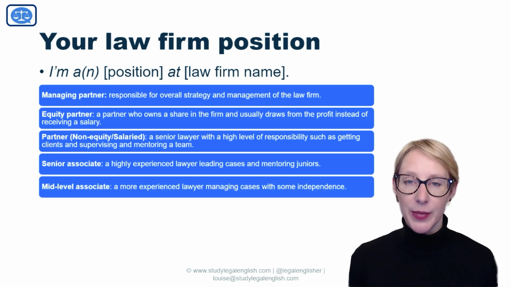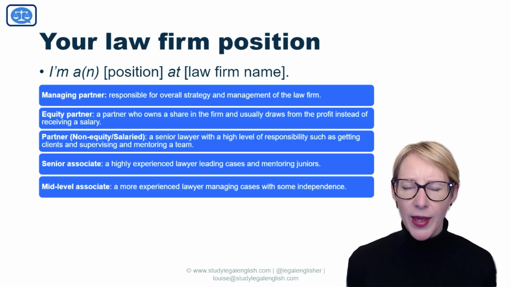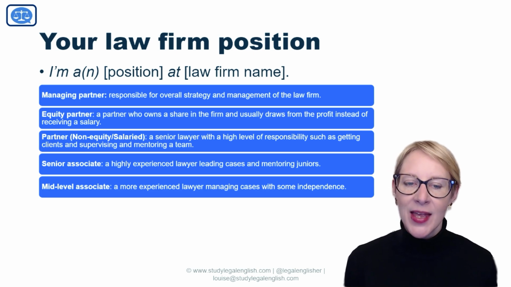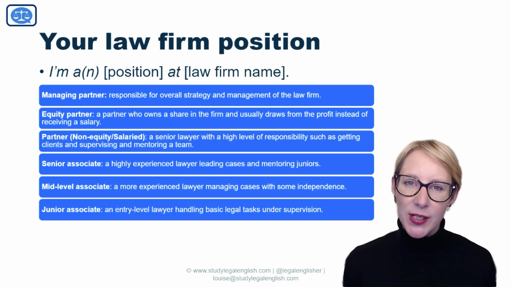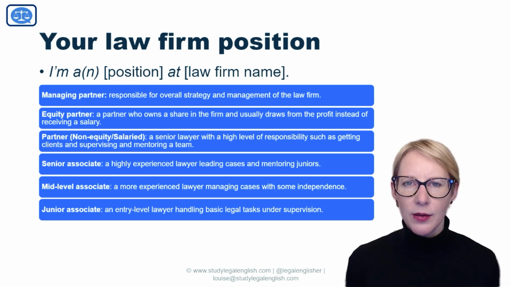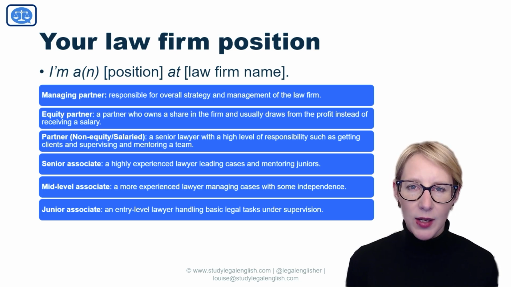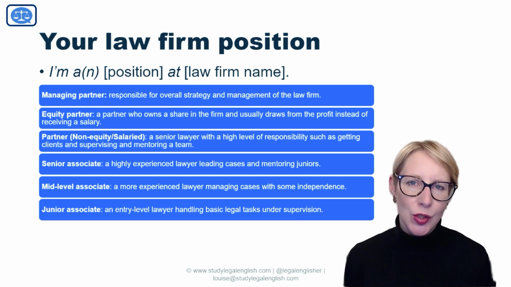Then we have a mid-level associate, who is still quite an experienced lawyer. They are not a junior lawyer, who comes next down the hierarchy. They may manage their cases and have a certain level of independence within the law firm. A junior associate, on the other hand, is an entry-level lawyer or someone who has been working for a few years. They usually handle basic to mid-level legal tasks, not highly complex tasks, under supervision.